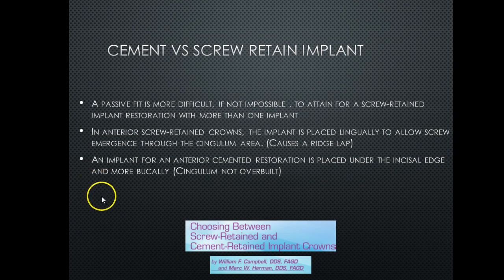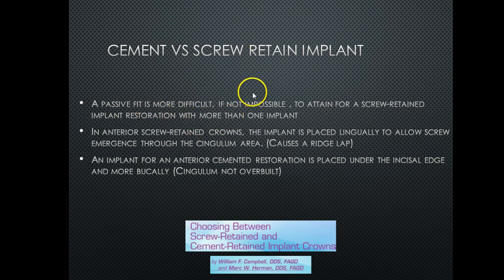The other key important decisions that we have to make when we're restoring the implant is either to use cement or screw retain implant. They both have their advantages and disadvantages. And the more we understand, again, the height, the cosmetic, the cost factor, all that makes a difference in making these decisions, but they also affect our implants. So just to understand a little bit of it, comparing the cement versus screw retain implant, a passive fit is more difficult, if not impossible, when we're talking about screw retain.